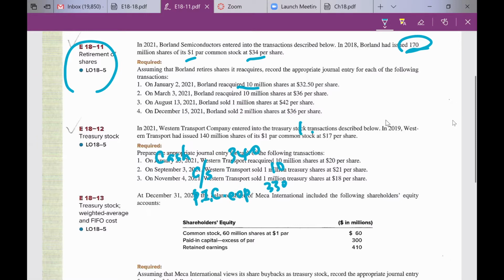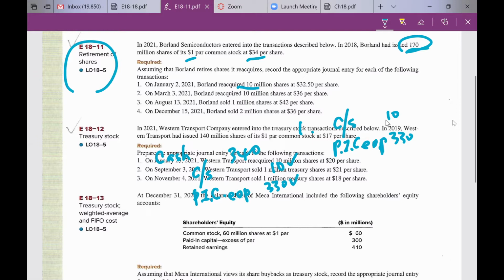Okay. When you purchase back your 10 million shares, what are you going to do? You need to cancel these paid in capital, right? You're going to cancel this. You're going to reverse this. You're going to reverse this, right? That's why you want to debit common stock for 10. You debit paid in capital excess of par value for 330. Okay, so you should have two debit here.